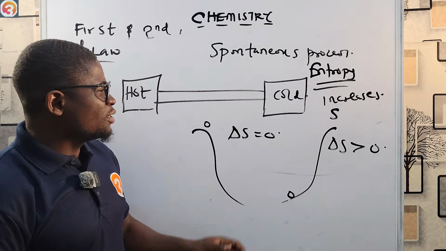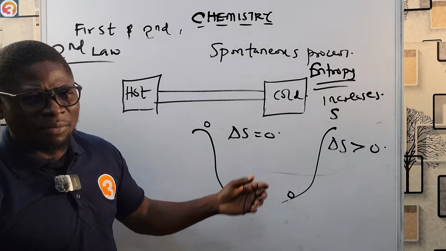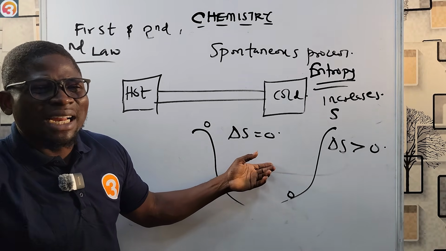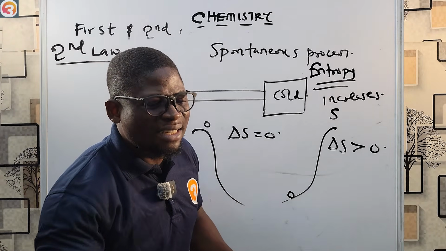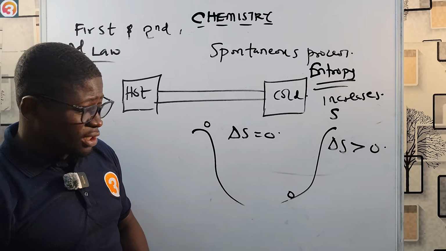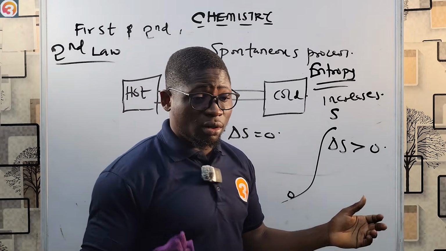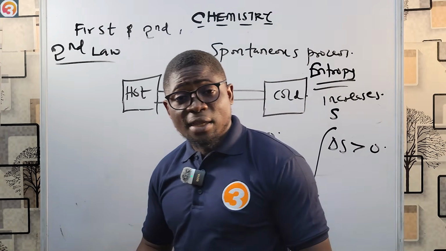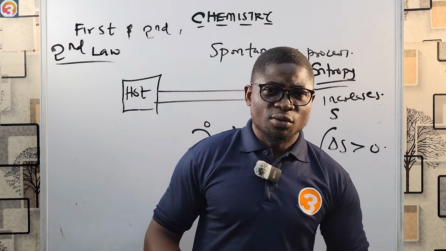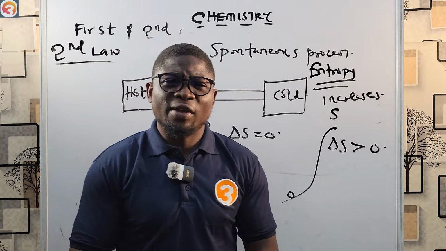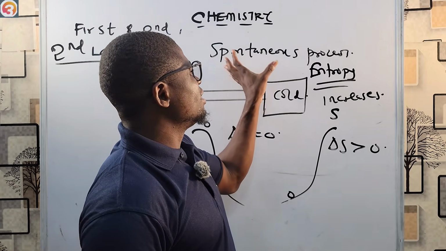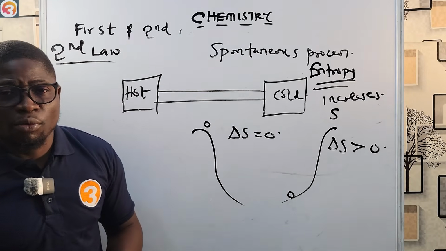All right, so is that simple? That's what the second law of thermodynamics is talking about: the rate at which natural things tend to become disorderly, tend to turn to a disorderly state. That is all about the second law. Natural processes are spontaneous, and they tend to be disorderly. The entropy change of natural processes is greater than 0. This is a statement of the second law of thermodynamics.